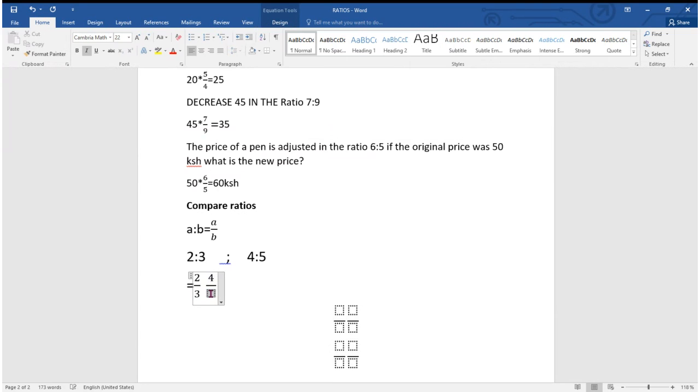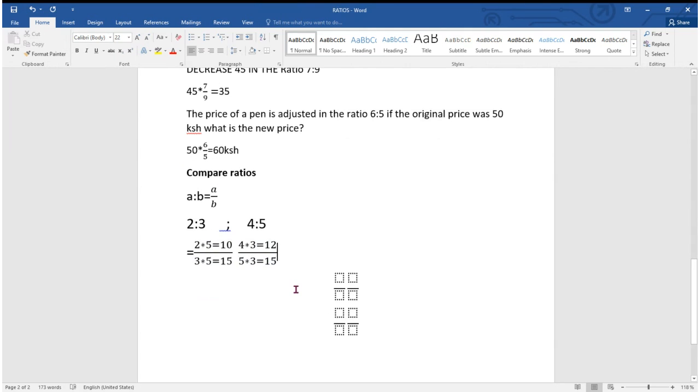Okay, 2 only, 4 over 5. So I am now comparing the 3 and 5 as the denominators. So I start with the denominator. To compare, I have to multiply this one by 5, and this one, this is 5, I now multiply by 3. If I multiply the denominator by 3, the numerator I also multiply by 3. If I multiply the denominator by 5, the numerator I also multiply by 5. So this one is 10, and here this one is 15. This one is 12, and this one is 15.